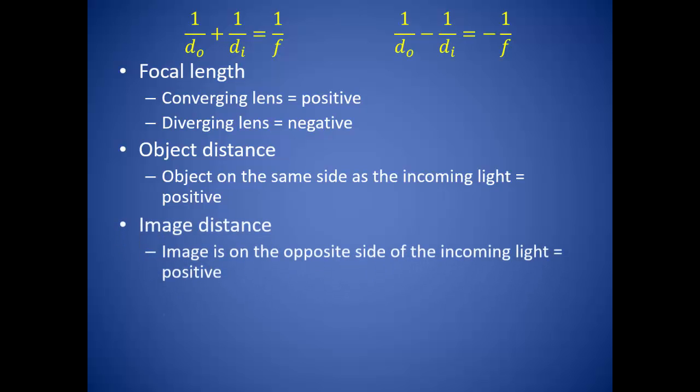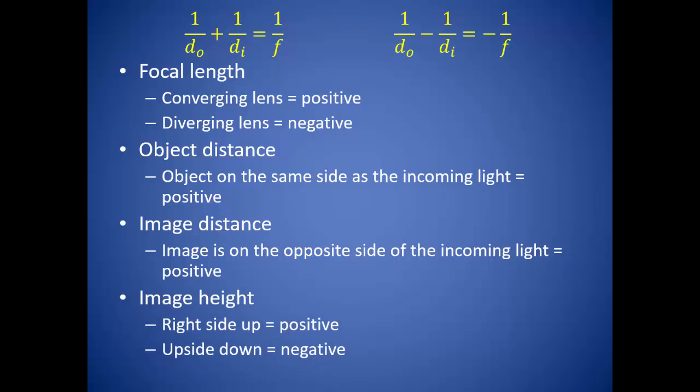The image distance is positive if the image is formed on the opposite side of the lens from where the light is coming from. If the image forms on the same side as the light, then the image distance is negative. Another way to think of this is the image distance is negative for virtual images, but positive for real images. And then the image height is positive if the image forms upright, and negative if the image forms upside down.